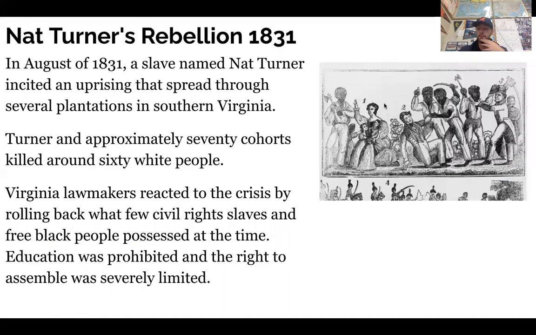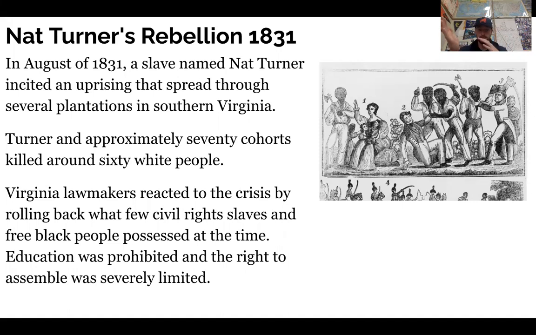In 1831, there was a large rebellion known as Nat Turner's Rebellion. A slave named Nat Turner incited an uprising that spread throughout several plantations across southern Virginia, a slave state. Turner and about 70 of his cohorts killed around 60 white people. This was obviously a result of hundreds of years of mistreatment and slavery, and Nat Turner and his followers were really over it, and they wanted their revenge.